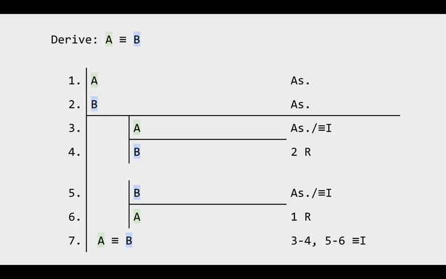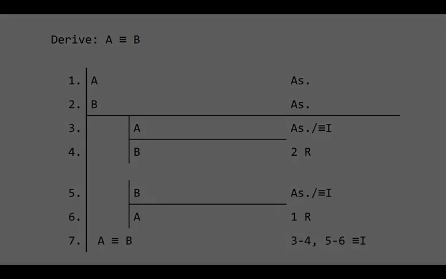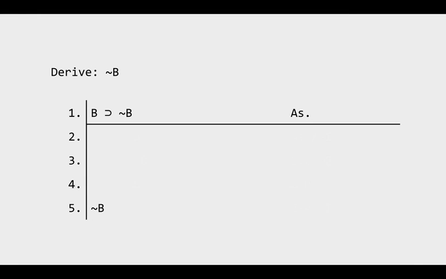So let me show you what I mean with one more problem here. Hopefully this one will be really clear. The conclusion they are asking us to derive is tilde b. So they give us premise 1, there it is, and I've already written tilde b at the bottom. Okay, it's a negation. So how can we get a negation?